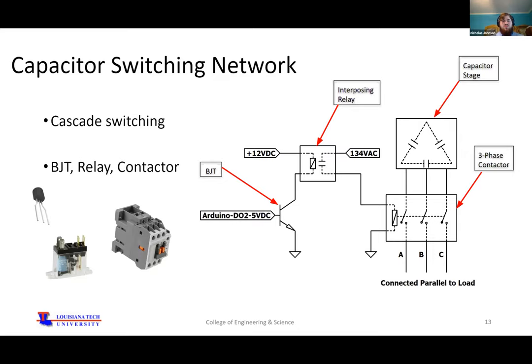The relay then controls the 134 volt supply from our line to neutral circuit that goes to the coil of our contactor, and the contactor is able to switch the capacitors into or out of the system. There's a BJT, relay, and contactor cascade for each stage of the capacitor bank. The circuit diagram here on the slide depicts that.